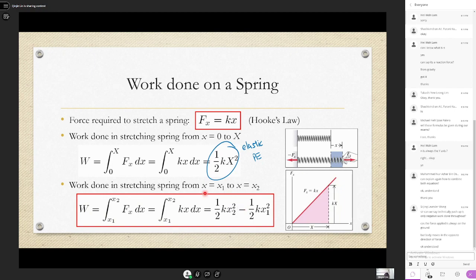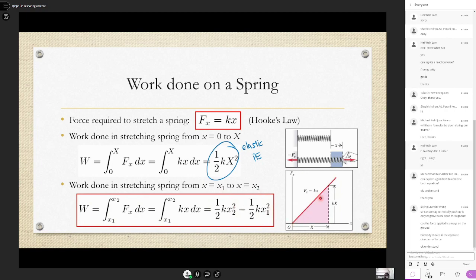So this, I say again, this red box, you see this half kx2 square. This is something like the final elastic potential energy. This is your initial elastic potential energy. At the final state, you have a value, right? At the initial state, you have a value.